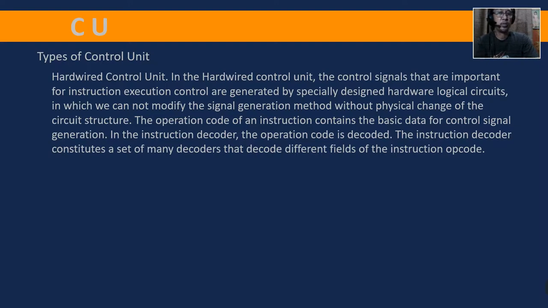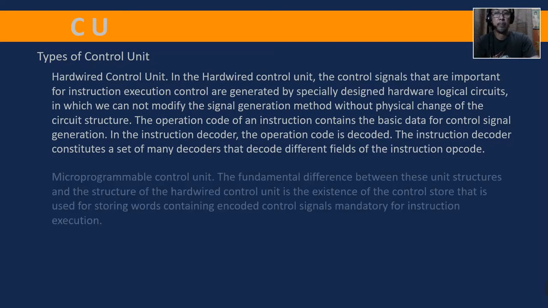The operation code of an instruction contains the basic data of control signal generation. In the instruction decoder, the operation code is decoded. The instruction decoder constitutes a set of many decoders that decode different fields of the instruction opcode.